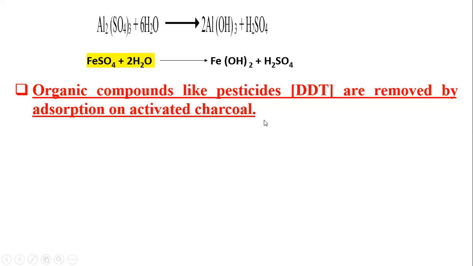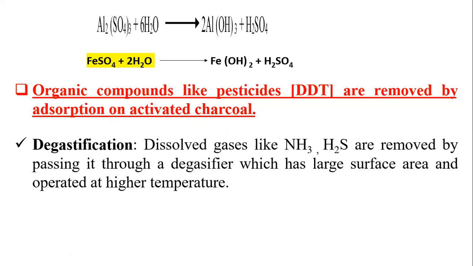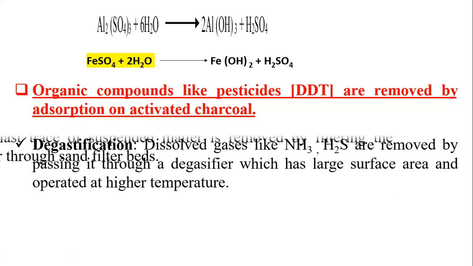Next, organic compounds like pesticides are removed by adsorption on activated charcoal. You can use activated charcoal. It will adsorb the DDT particles. Next is degasification. Any dissolved gases present in the sewage water, such as ammonia, H2S, and carbon dioxide, are removed by passing it through a degasifier, which has a large surface area and is operated at high temperature.